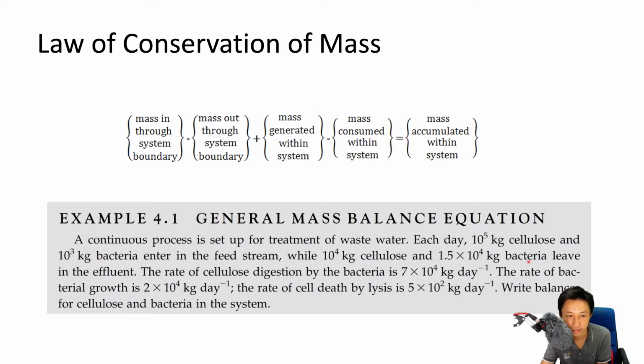So this term is out. This is out: the rate of cellulose digestion, meaning you consume it. By bacteria is this one. The rate of bacteria growth means this one, you generate. And the death is this one. You need to use this equation to balance the mass of cellulose and bacteria.